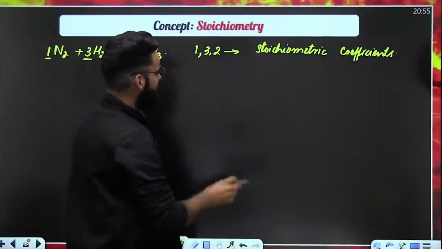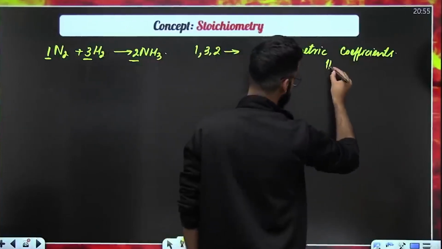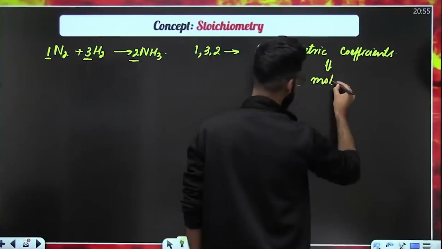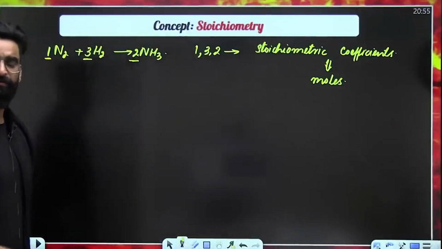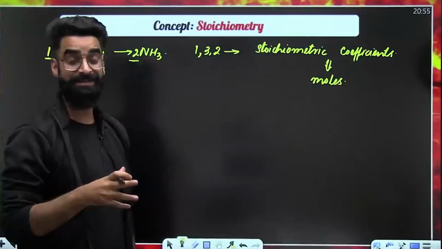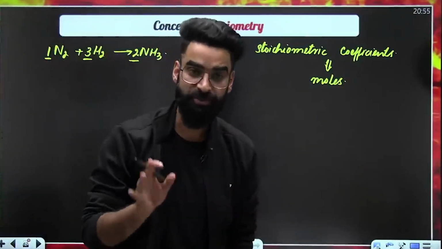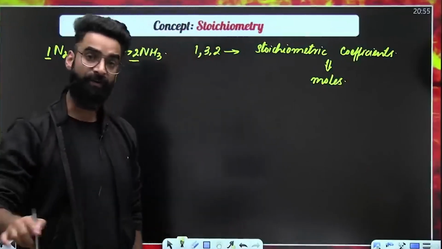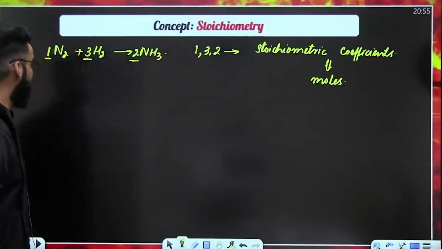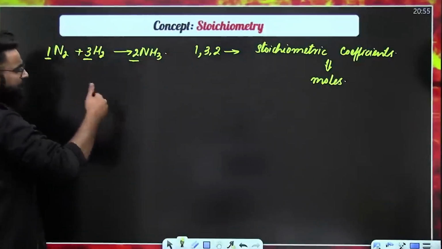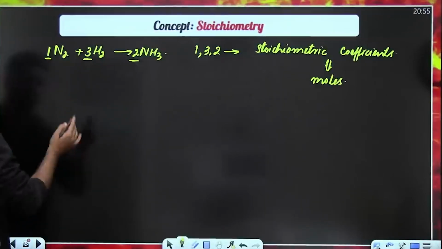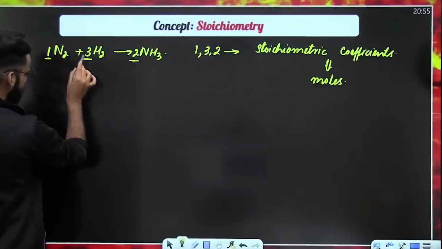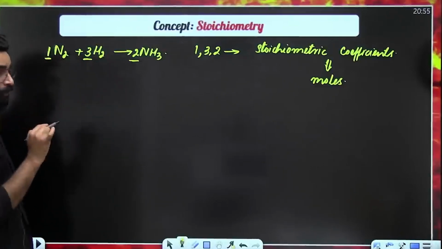And my dear students, these stoichiometric coefficients, let me tell you, they are treated as moles. They are considered as moles. So first of all, whenever we need to use stoichiometry in a reaction, we are supposed to balance the reaction. After balancing the reaction, you can write different types of statements. For example, one type of statement you can write. Since I told you, you can treat these stoichiometric coefficients as moles.